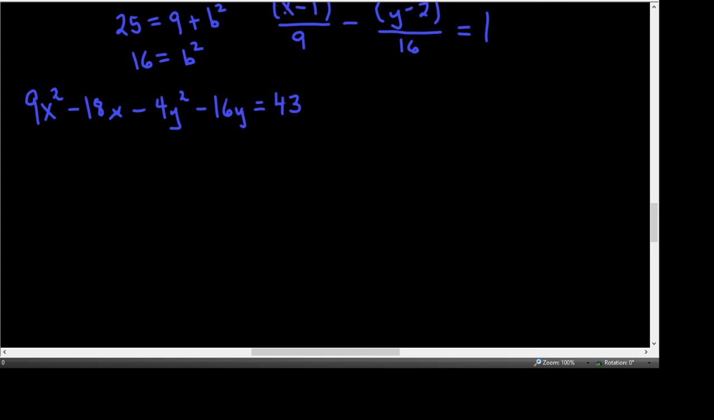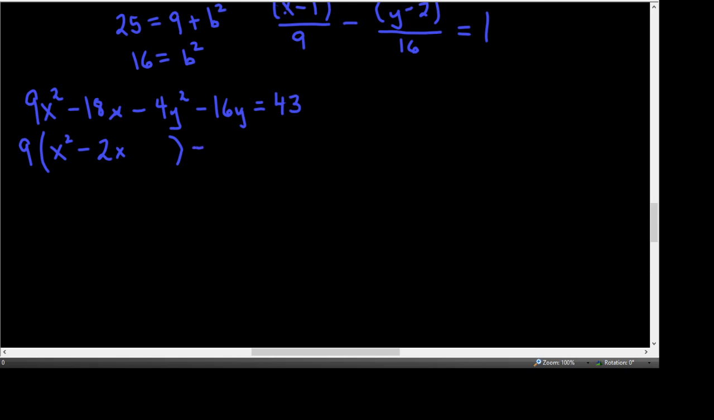Hopefully you've noticed that's a pretty important tool in this section. So to complete the square, the coefficient of your squared variable must be positive 1. So I'm going to factor off 9 from the x things and leave a space to complete the square.